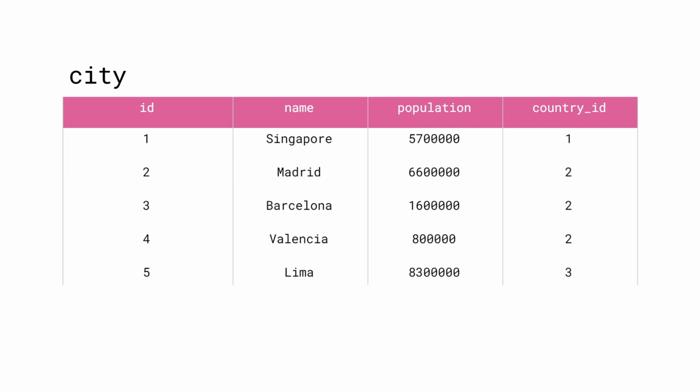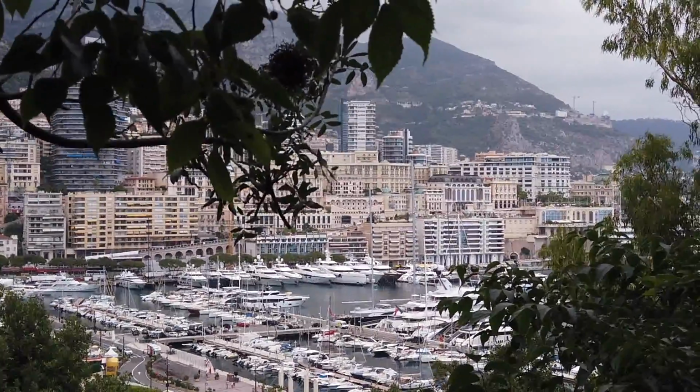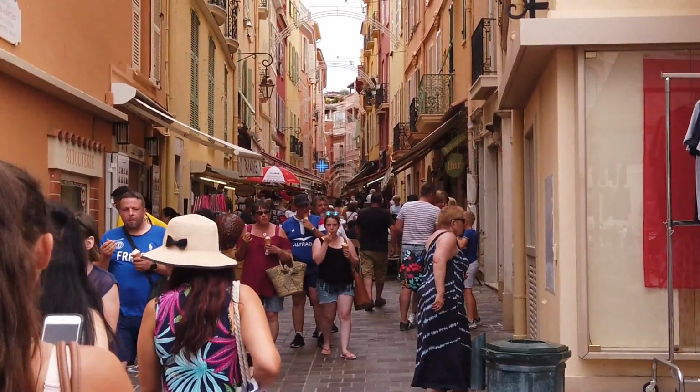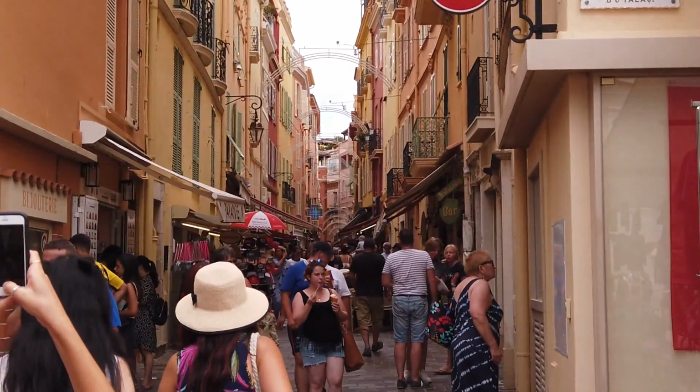Now, there are some so-called city-states in the world. They are countries which only consist of a single city, such as Monaco or Vatican City. Consequently, the population of such countries equals the population of their single cities. Let's find out if we have such city-states in our database using a correlated subquery.